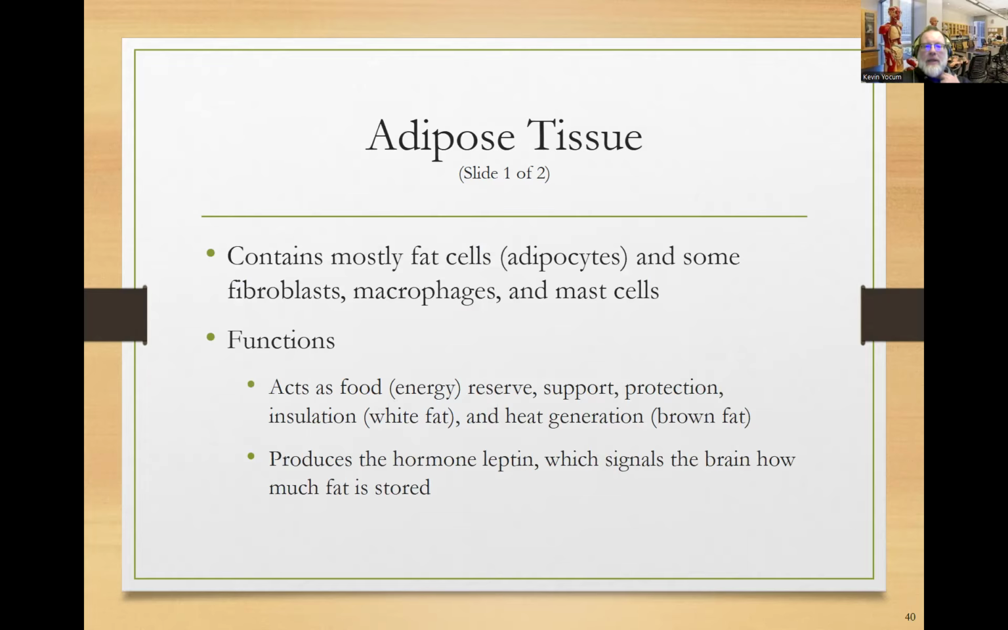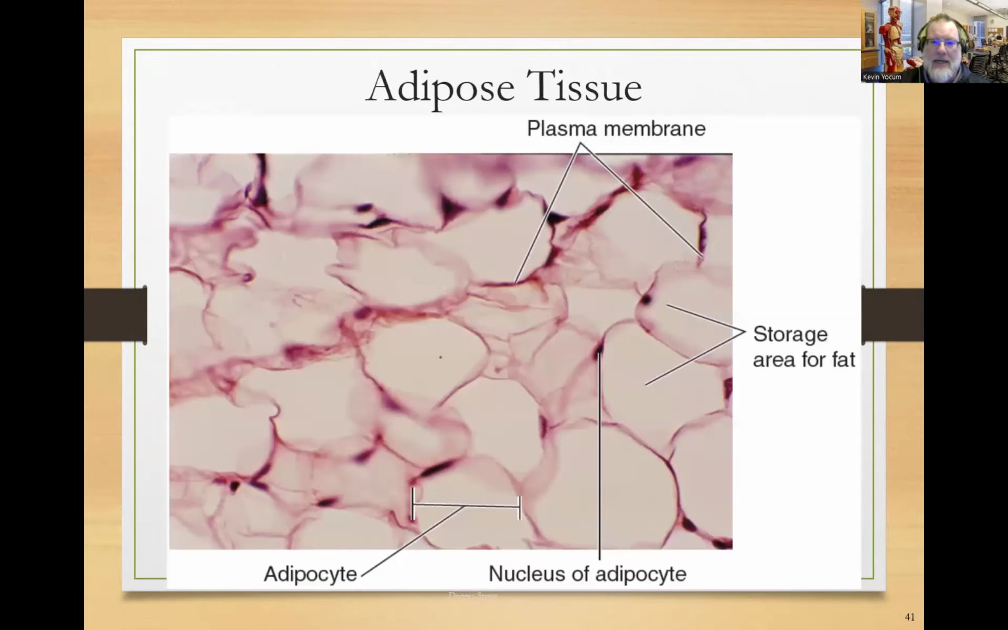Okay, adipose tissue is mainly fat cells or adipocytes, some fibroblasts, macrophages, and mast cells. Again, these are basically for cleaning up debris. Big eaters are macrophages. Food reserves. So energy storage is the main thing for adipose. But we also store vitamins inside of adipose. They're called fat-soluble vitamins, so it'd be A, D, E, and K.